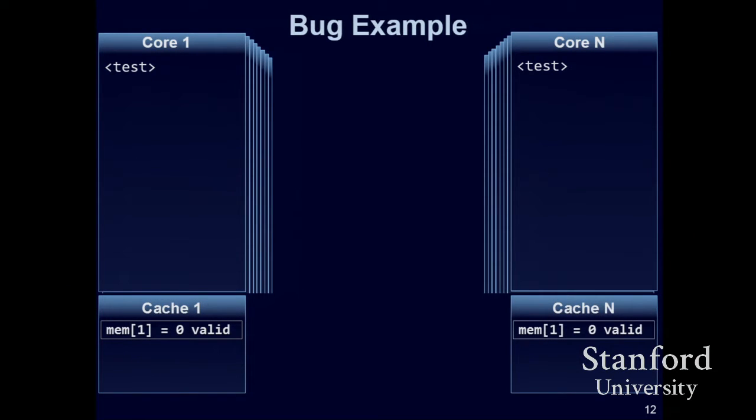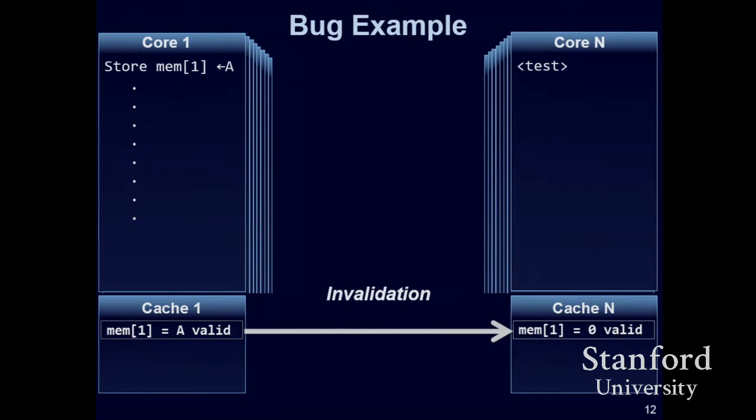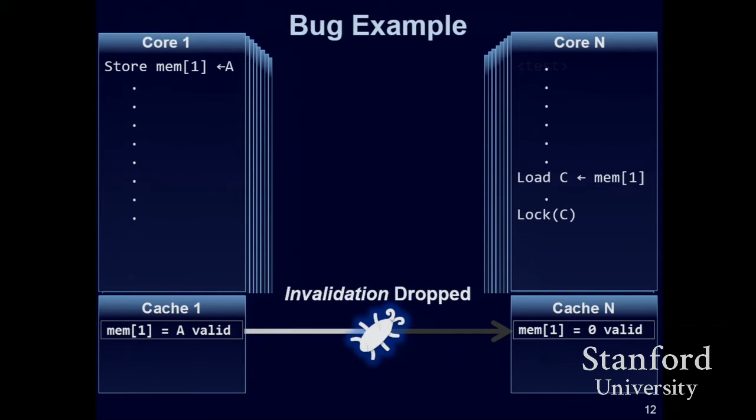It was a multi-core chip with a shared memory. On core 1, there is an instruction which tries to store value A into memory location 1. Since that's shared between the two caches, you try to invalidate the other entry in the other cache of core N. Now, because of the bug, the invalidation signal gets dropped. So core N still has a valid value of memory location 1. But at some point, core N tries to perform some operations using memory location 1, and then it deadlocks.